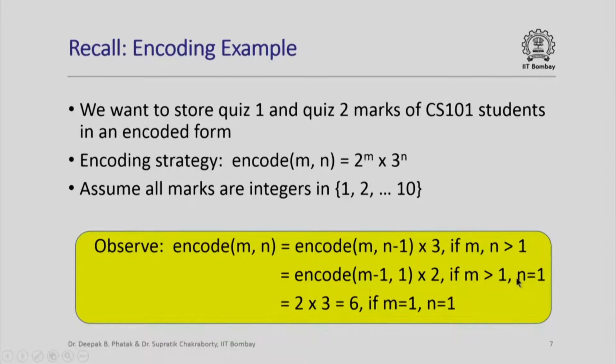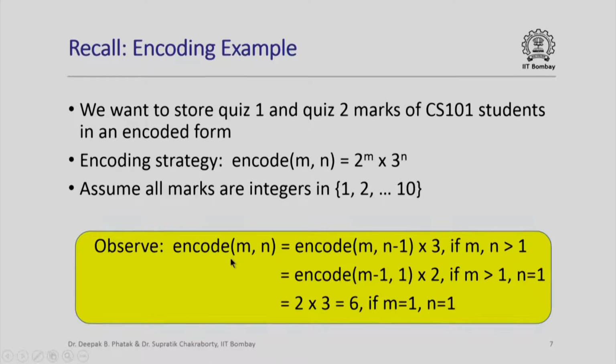Similarly, if n is equal to 1 but m is greater than 1, then I could compute the encoded version of m comma n as the encoded version of m minus 1 comma 1, n is already 1 here, multiplied by 2, and once again why is this multiplication by 2? Because I have reduced m by 1 and m appears as the exponent of 2, so I have to multiply this encoded value by 2. And finally, if m and n both become equal to 1, then the value of the encoded function is 2 times 3, which is 6.